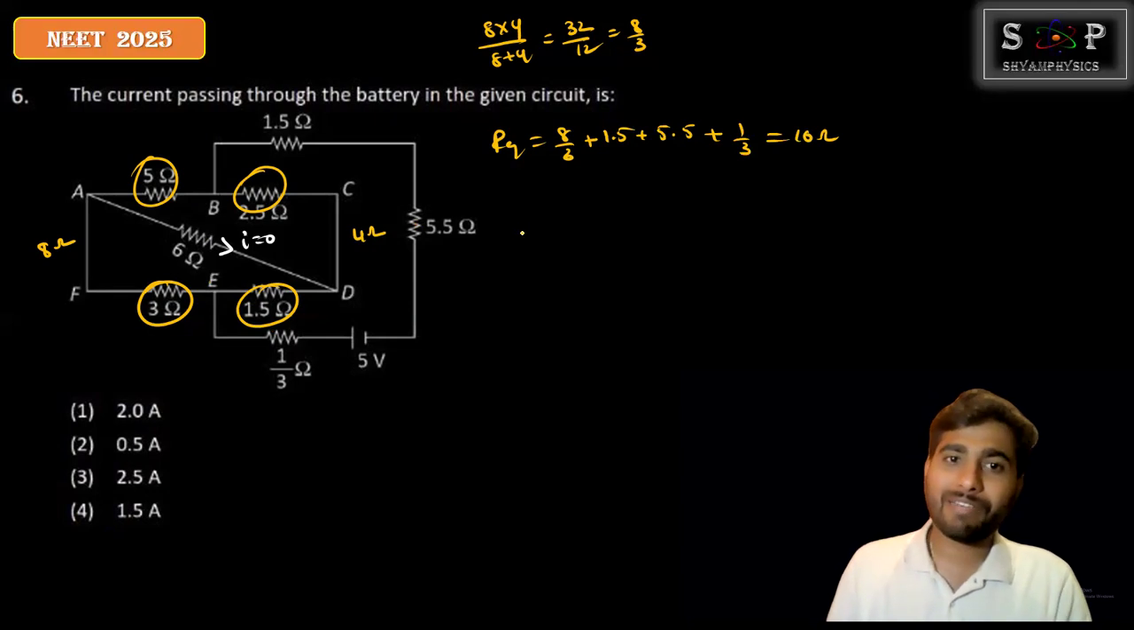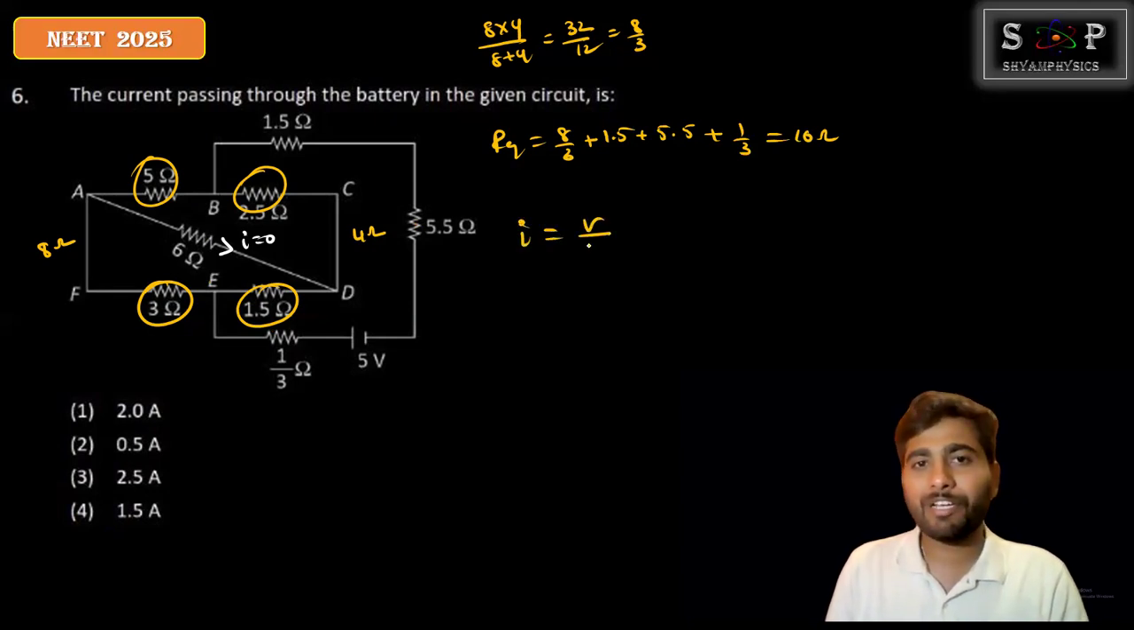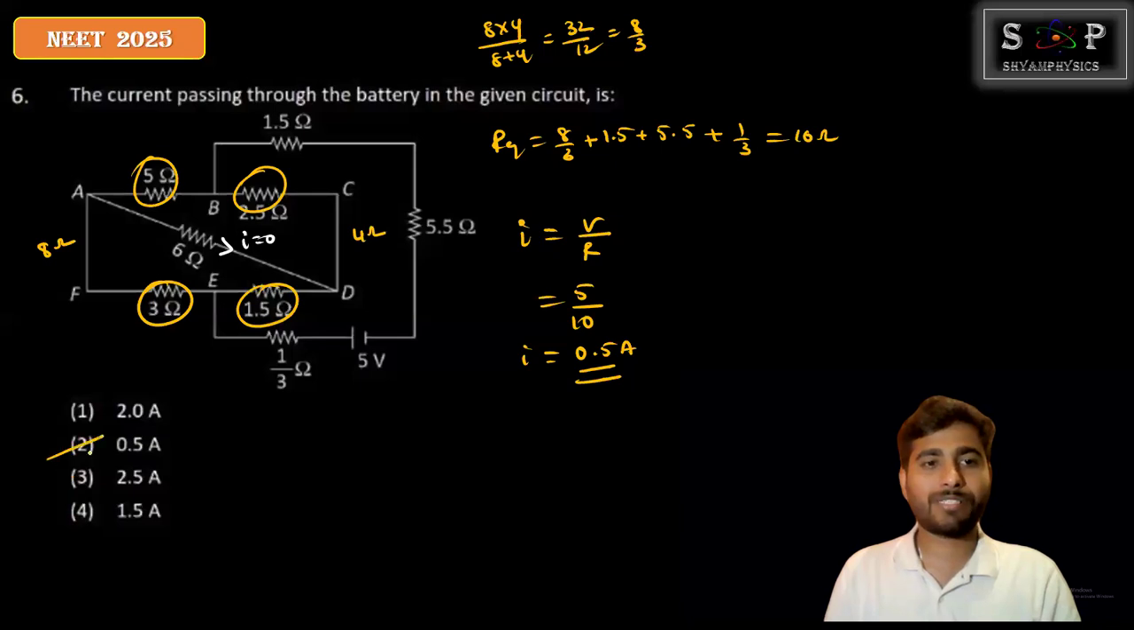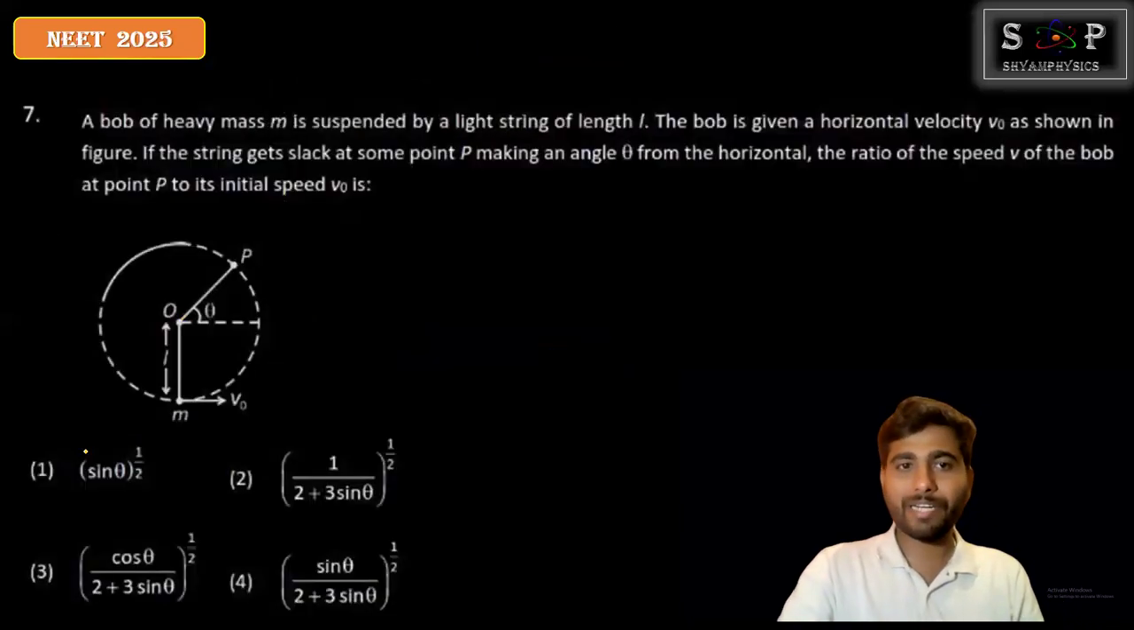Then we need to calculate the current. Current is nothing but V by R. The V value is 5 and the R value here is 10, so the current value is 0.5 ampere. The correct option is this one. Next question.